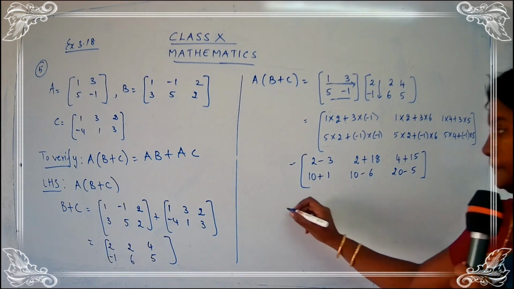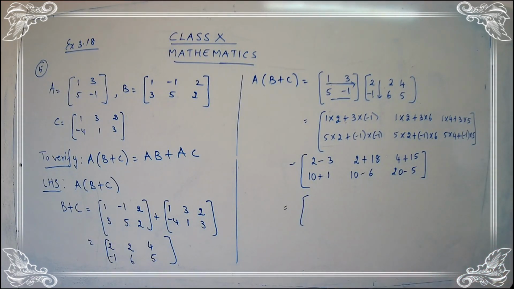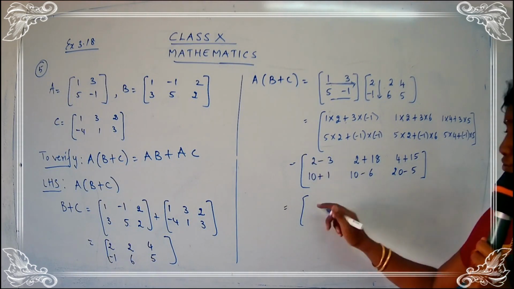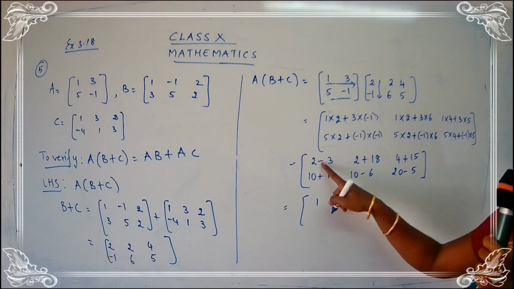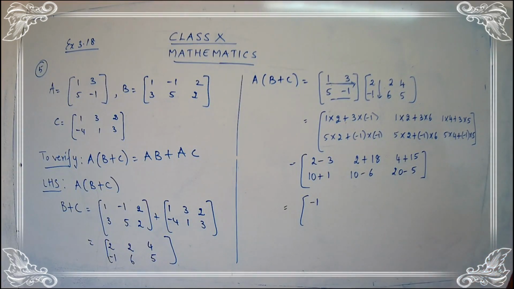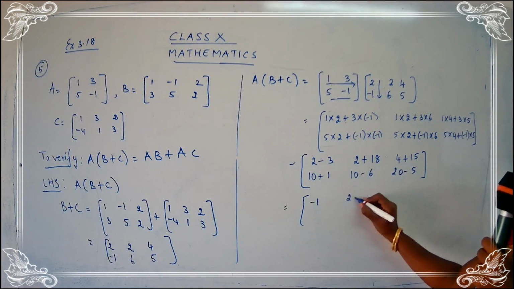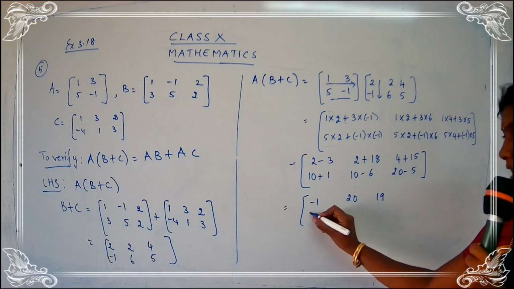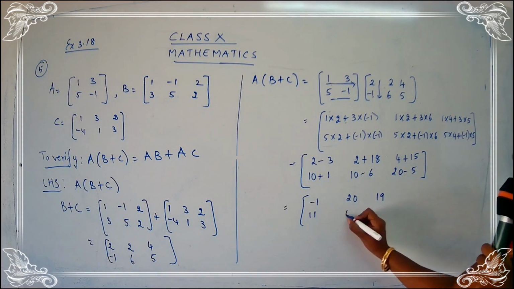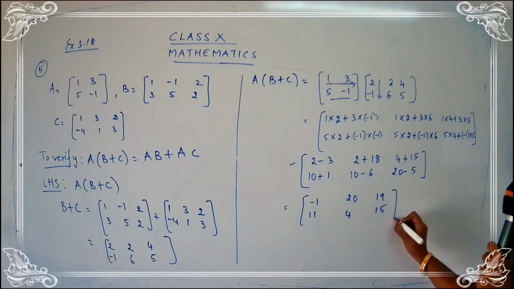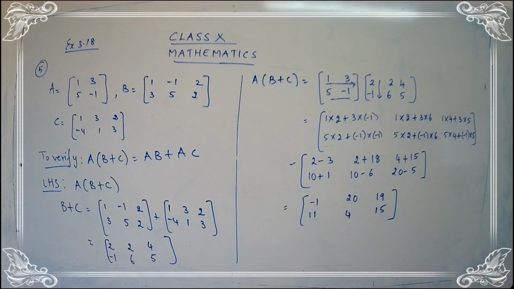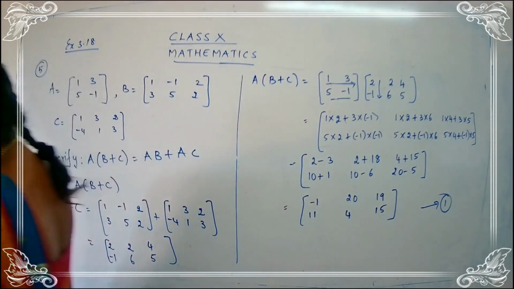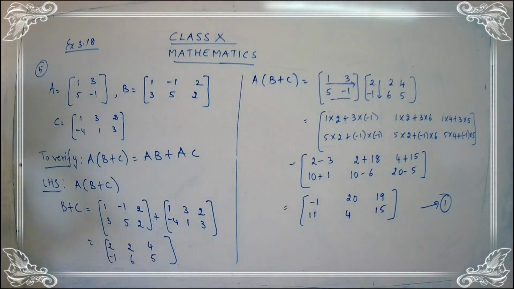Let's simplify it further. 2 minus 3. Now you try to do it directly, children. Plus minus minus, so you have to do the subtraction over there. Take the sign of the bigger number, minus 1. 2 plus 18, 20. 4 plus 15, 19. 10 plus 1, 11. 10 minus 6, 4. 20 minus 5, it's 15. So we got the value for the LHS part. So what is the answer? Minus 1, 20, 19, 11, 4, 15.